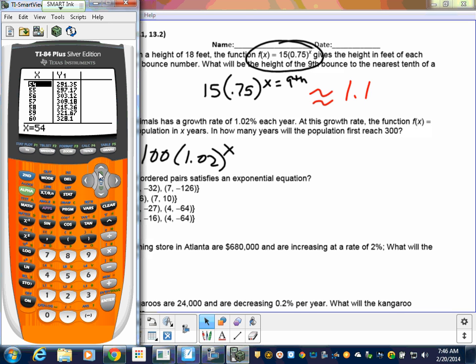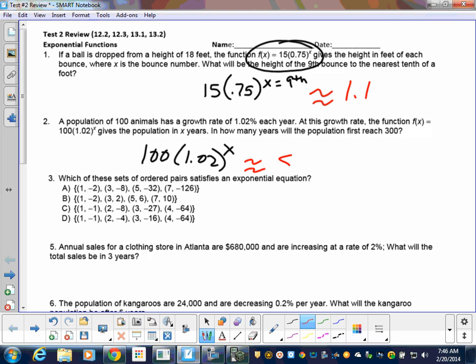So somewhere between year 55 and 56. Because if you plug in a 55, as if I kept guessing and checking right there, it would take an awful long time to do this. But if I put a 55 in, I get the 297. If I put in 56, that's the first time that amount gets over 300. So the first reach 300 would be somewhere about 55 years.